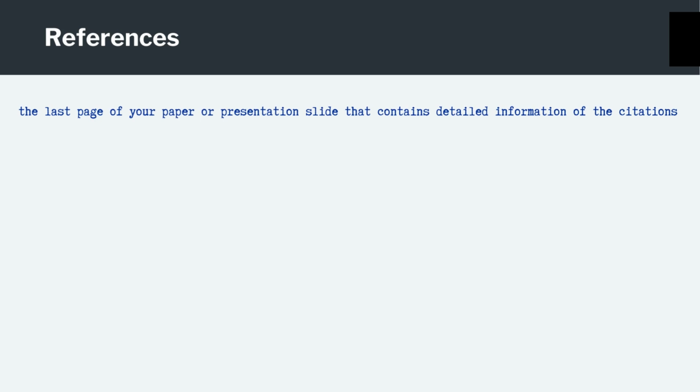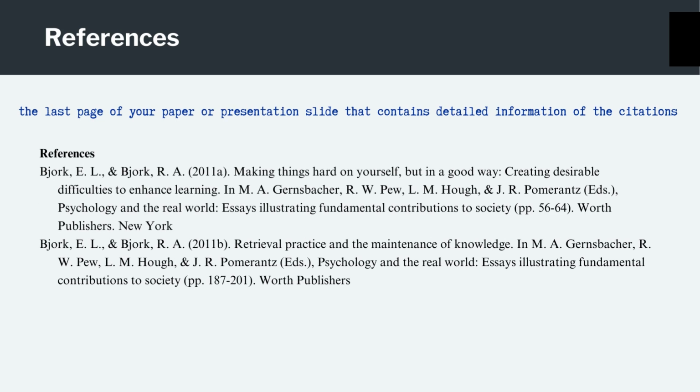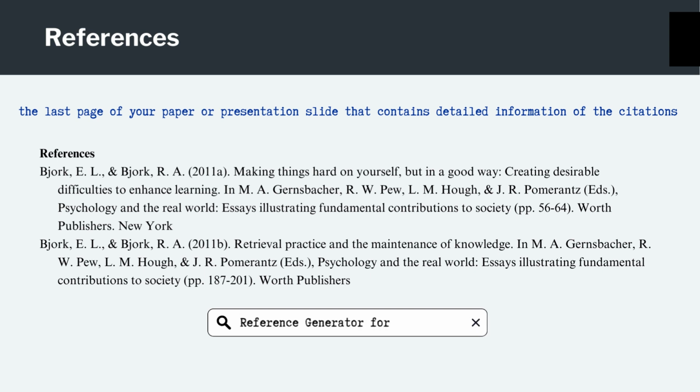Now for the reference page. This page will look different depending on the style you choose, but basically it's just the last page of your paper or presentation slide that contains detailed information of the citations. It looks very complicated to type from scratch, right? Well, the good news is that there are a lot of online free resources that can compile it for you. Google reference generator for whatever style, and you'll see a lot of tools. Even ChatGPT can do this for you. It's so easy to do nowadays.